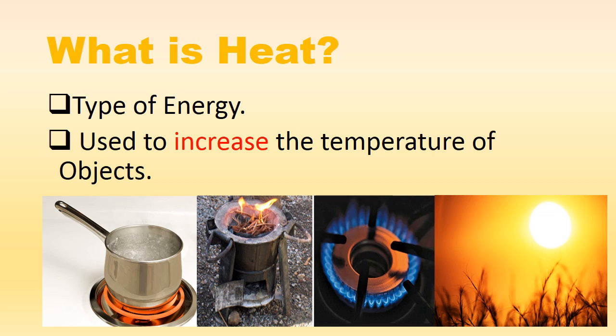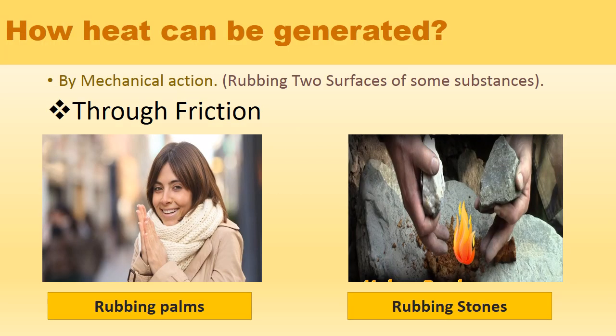We know that there are other sources to produce heat. Anything that gives off heat can be named as a source of heat. We know that the sun is the main source of our heat. There are other fuels that produce heat, such as firewood, coal, gas. I will talk about these things as we move in our presentation, children. Now I will be talking to you about how heat can be generated. That means how the heat can be produced.